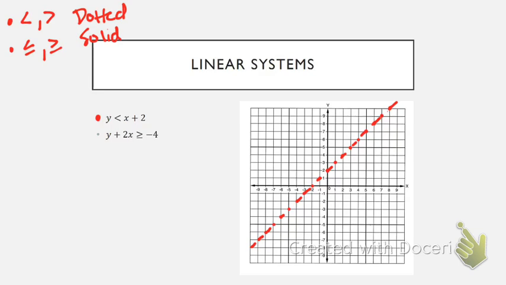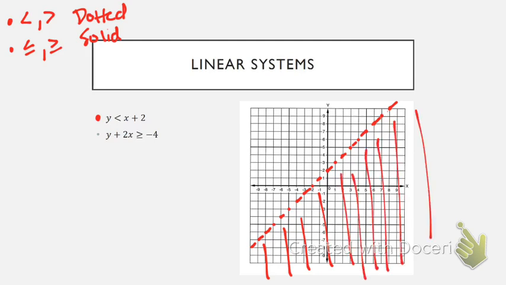And if I want to know where is y less than that line, we have to determine, are the y values smaller below the line or above the line? Hopefully we know that the numbers are smaller below the line. So we shade below the line.